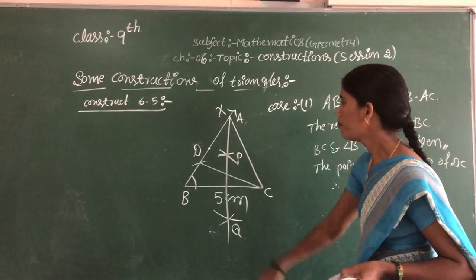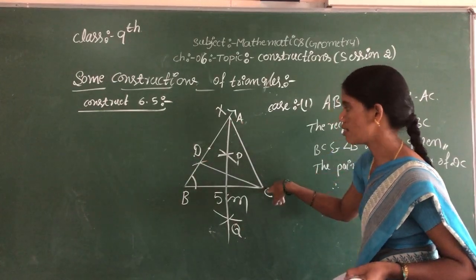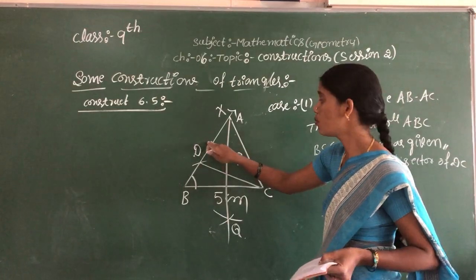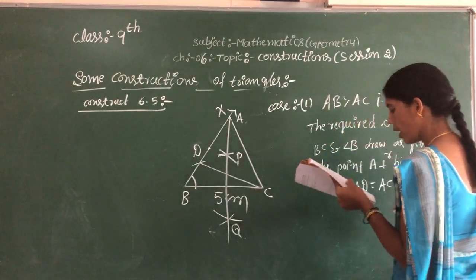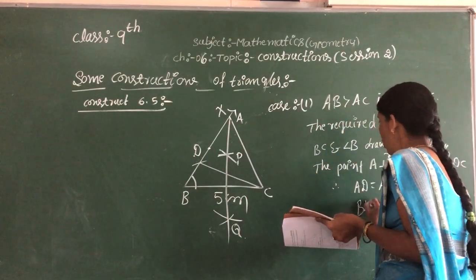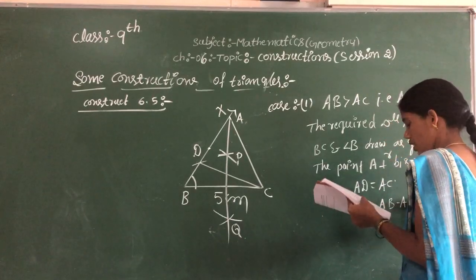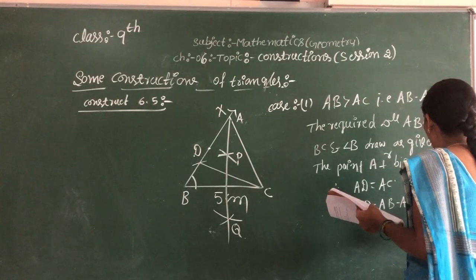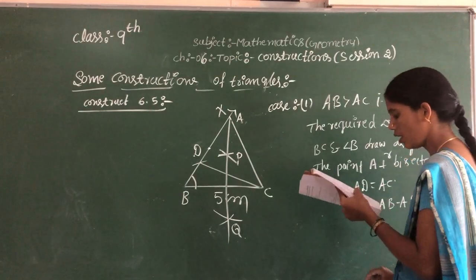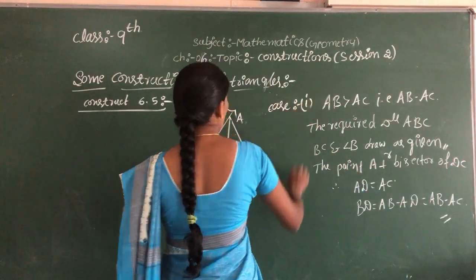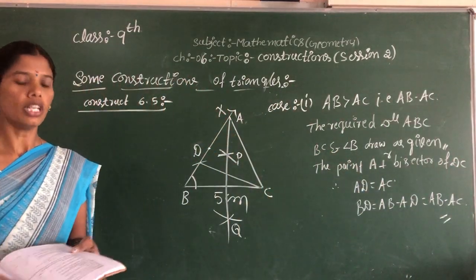Where is the AD? AD is equal to AC. Okay, this is one line segment, this is one line segment, but in this both are also equal. Okay, BD is equal to AB minus AD, nothing but AB minus AC. Okay, AB minus AC. Okay, this is case 1, but you should do case 2 at your home.